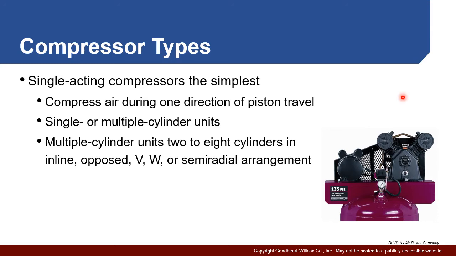They come in a variety of different configurations. This, for example, is a V configuration. You can actually have them in line, like we showed earlier, where they were essentially lined up right next to each other. Opposed, where they're directly opposite. We can have W and semi-radial arrangements where they're arranged around a circle. So there are a lot of different setups for multi-cylinder arrangements, depending on how many you have and the complexity of your system.